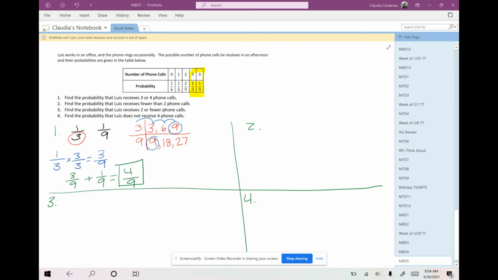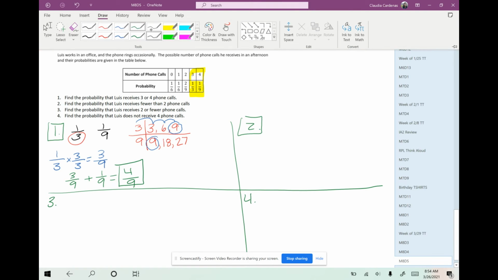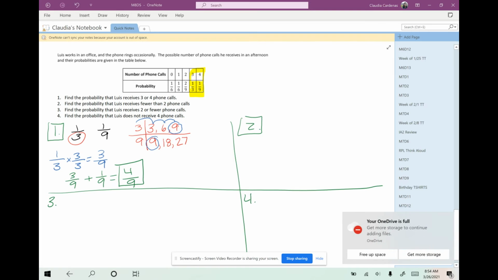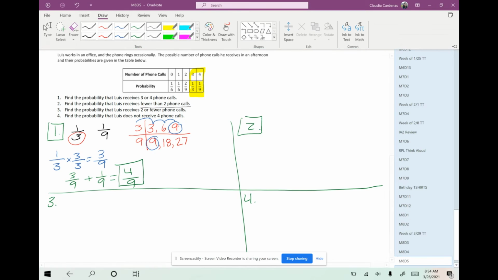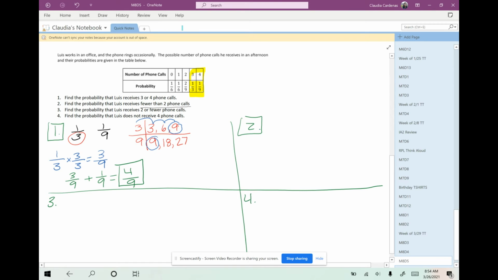Alrighty, so we have done the first one. Now we are going to look at part 2. It is telling us to find the probability that Luis receives fewer than 2 phone calls. If I'm thinking about numbers that are fewer than 2, I know that 0 and 1 would be included. Now here's the question. Would 2 be included? Is 2 fewer than 2? No, it is equal, so we cannot include it.